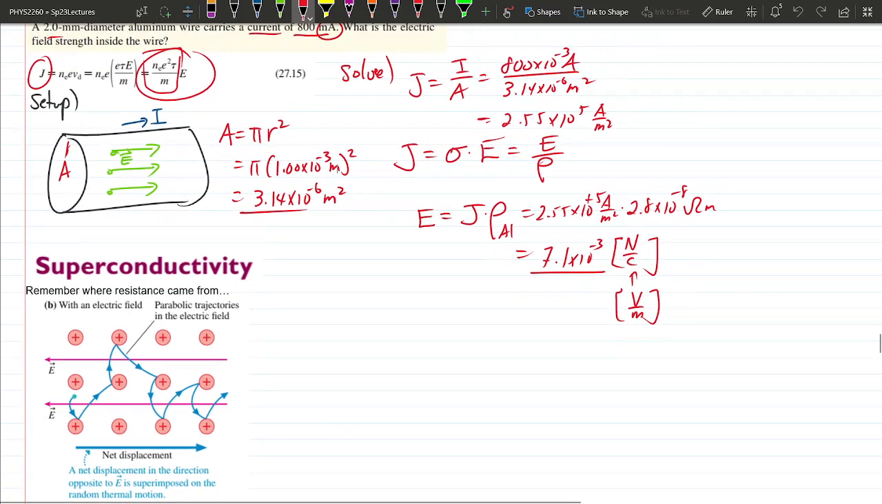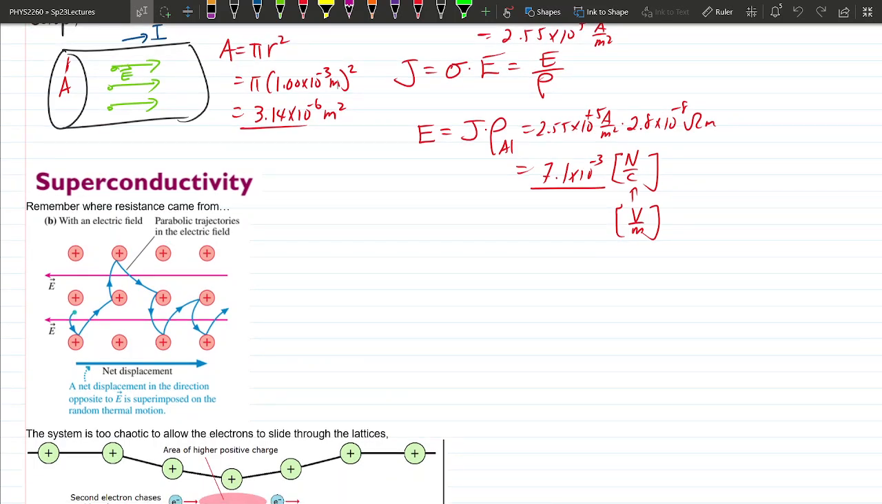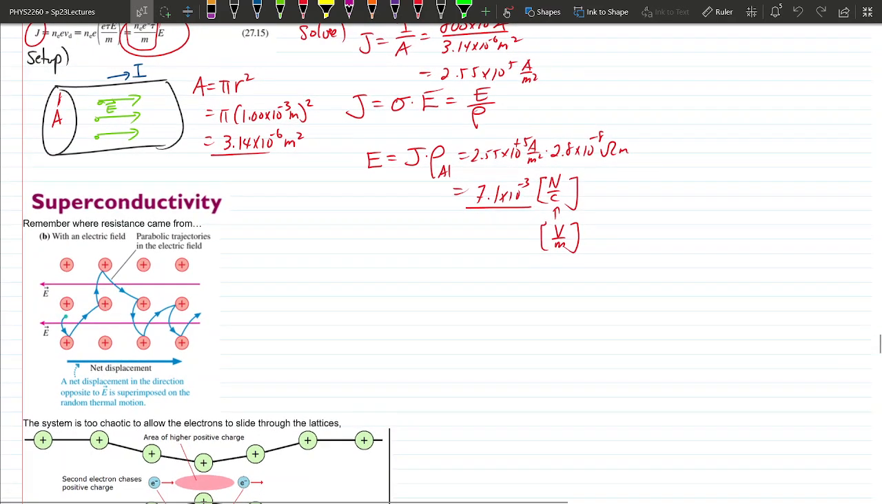Now we have a little diversion. This is not going to be on a homework or exam or anything like that, so if you want to stop paying attention, you can. But this is, to me, a very interesting thing that I actually studied when I was a student like you guys. It's superconductivity. How many of you have heard of superconductivity at some point? A little bit, right?